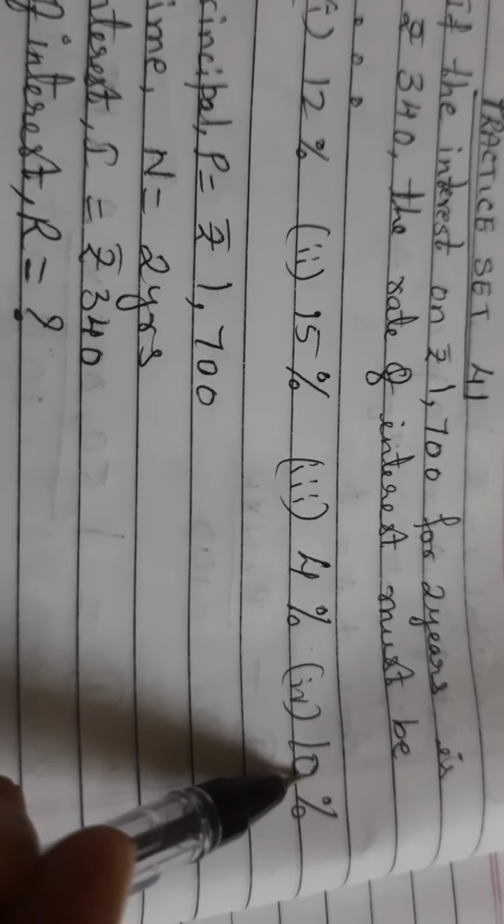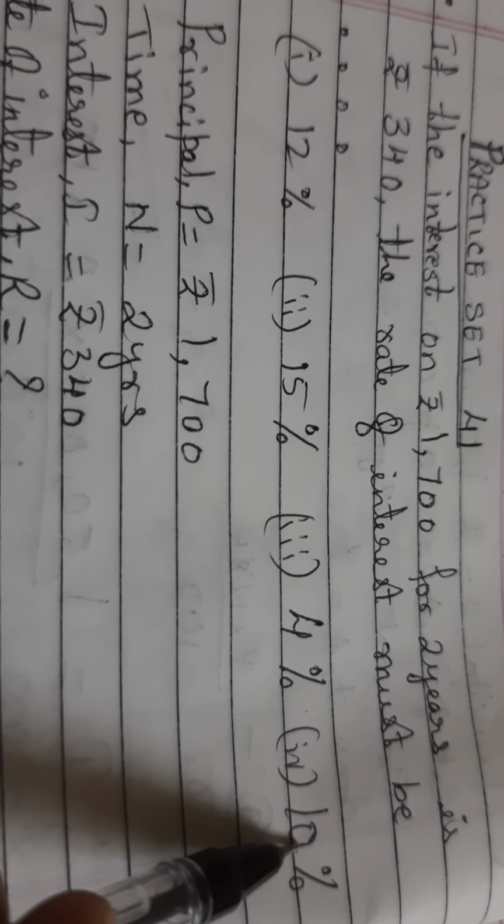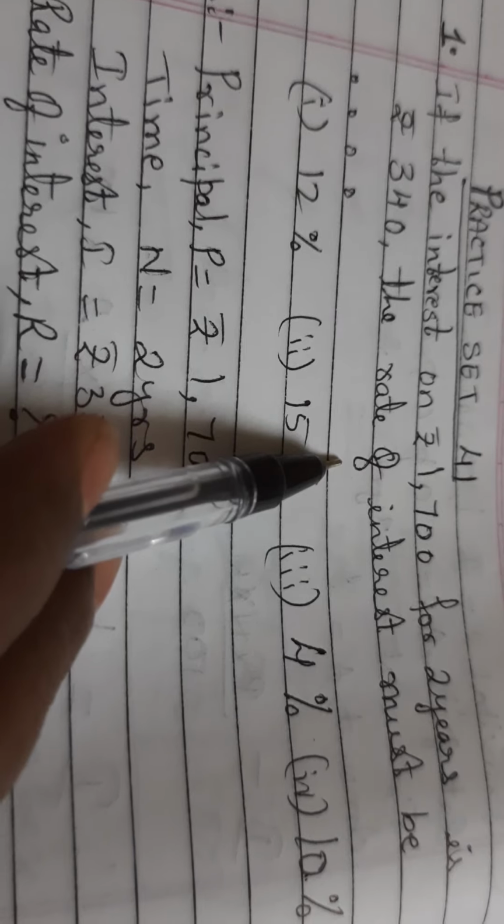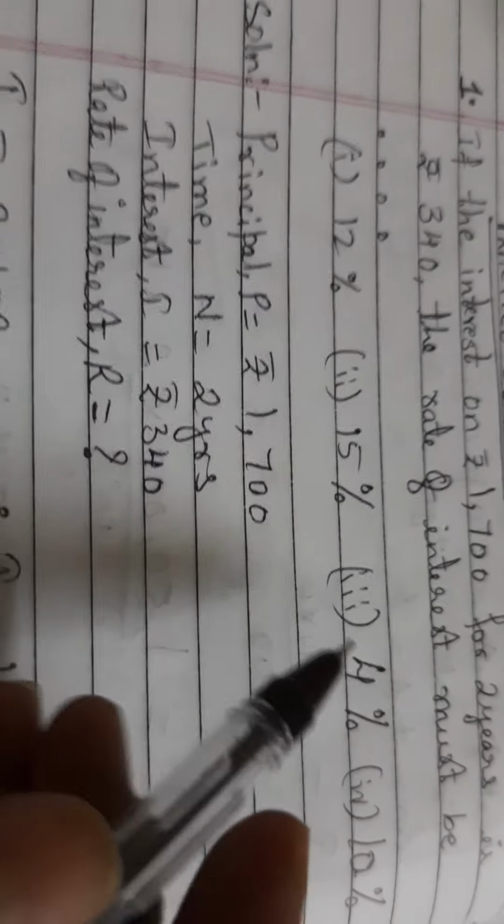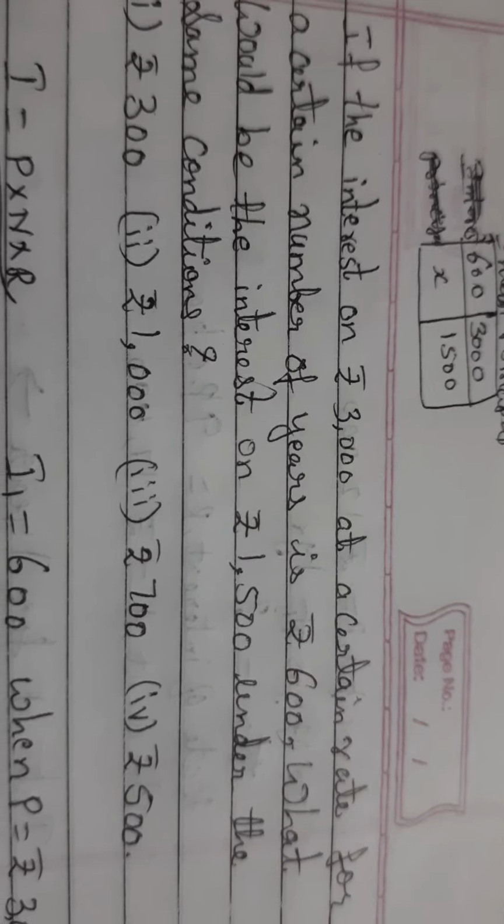So the correct option is the fourth one. Fourth one, 10% is the right option for this question children. So you will just fill in the blank. R is equal to 10%, or write down, therefore R is 10%. Now we go on to the second question.